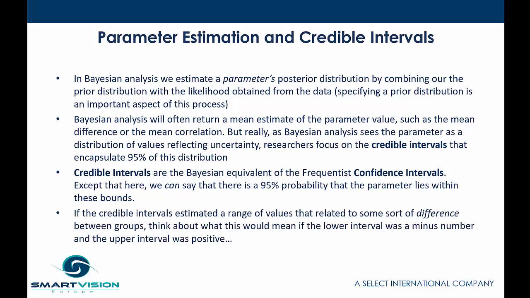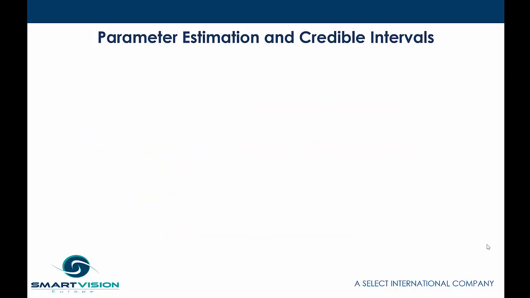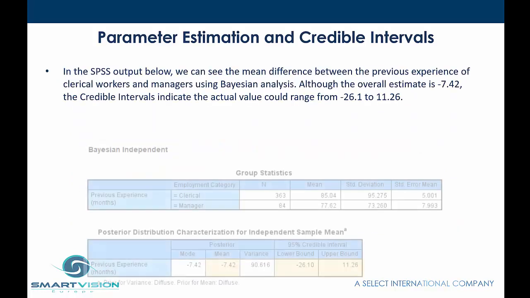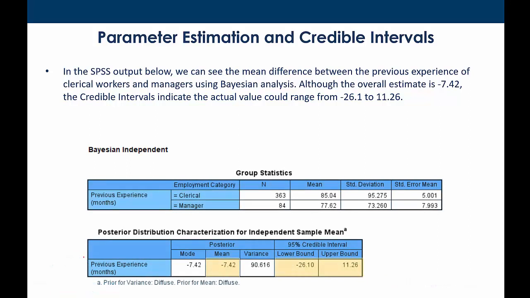Now, if credible intervals estimated a range of values that related to some sort of difference between groups, think about what this would mean if the lower interval was a minus number and the upper interval was positive. So for example, in the SPSS output below, we can see that the mean difference between the previous experience of clerical workers and managers using Bayesian analysis is about minus 7.42.